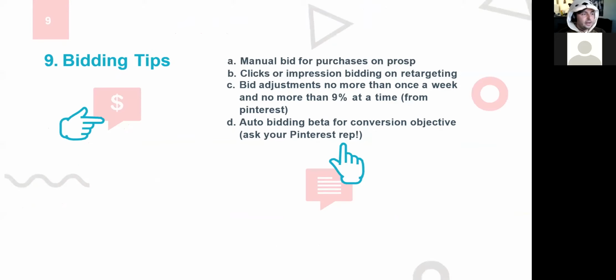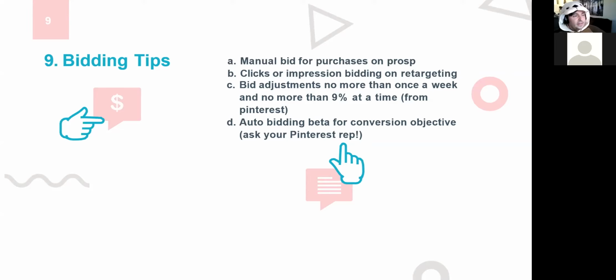As far as bidding goes, the bidding experience is going to be really close to AdWords, where if you bid $2, your cost is going to be pretty close to $2. Unlike Facebook, where you can bid $500 and get a cost of $4. So bid the actual CPA you want to get. Don't adjust your bids more than once a week, and don't adjust your bids more than 9% at a time. That last one comes directly from Pinterest engineering teams as well.